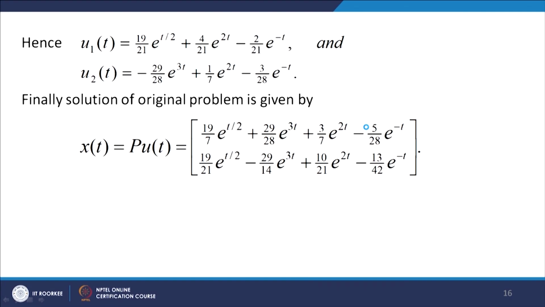Now, we know the vector u(t), so x(t) will be P into u(t). Okay. So, multiply this vector u(t), whose components are u1(t) and u2(t), by the matrix P, and we will get the solution of example 1. So, this is another method which we use in case the matrix A is diagonalizable.